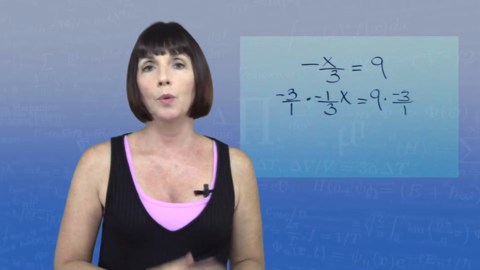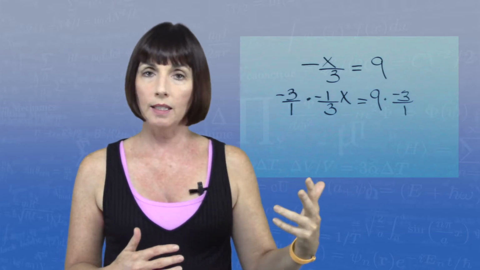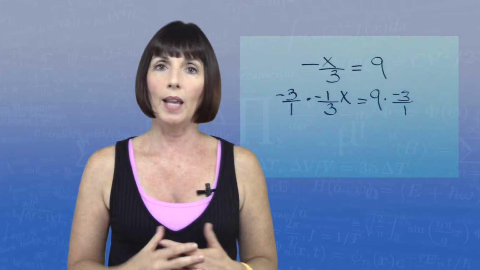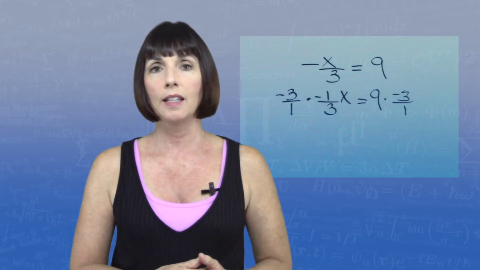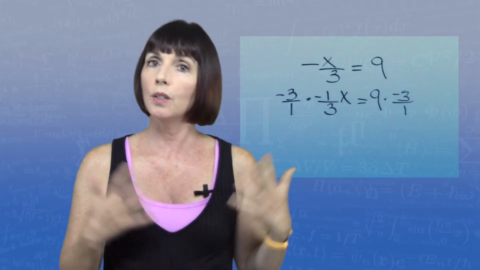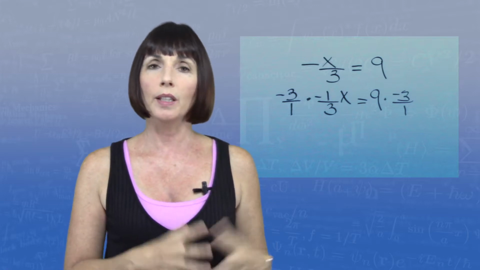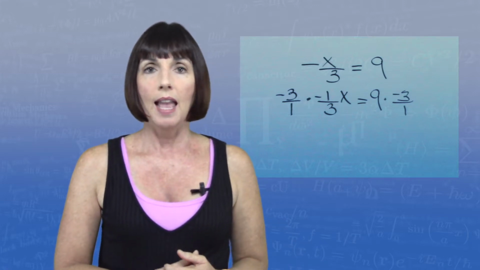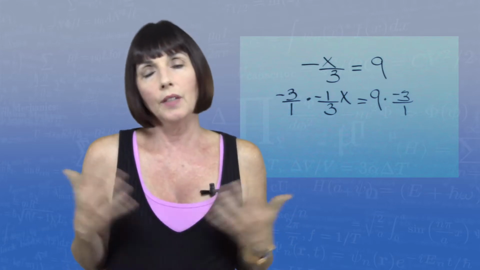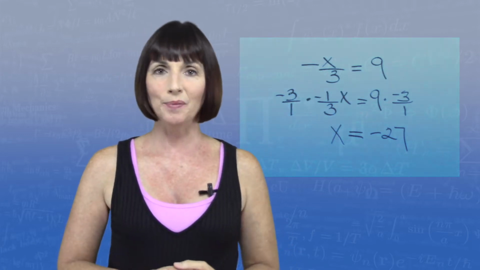So on the left, we have negative 3 over 1 times negative 1 over 3x equals 9 times negative 3 over 1. Okay, let's simplify the left-hand side. So negative 3 over 1 times negative 1 over 3 is just 1. That's our multiplicative identity property. Okay, so on the left side, we just have x. And on the right side, we have 9 times negative 3 over 1. Negative 3 over 1 is just negative 3. 9 times negative 3 is negative 27.